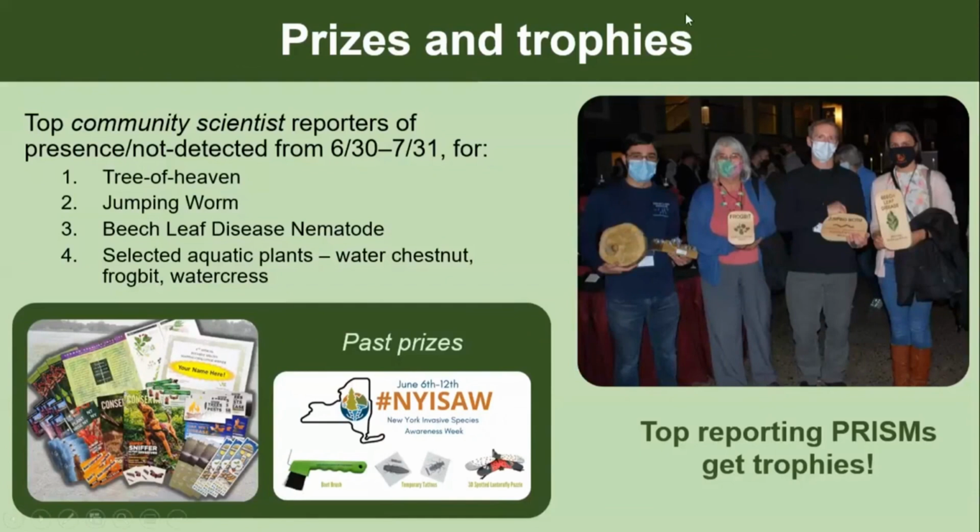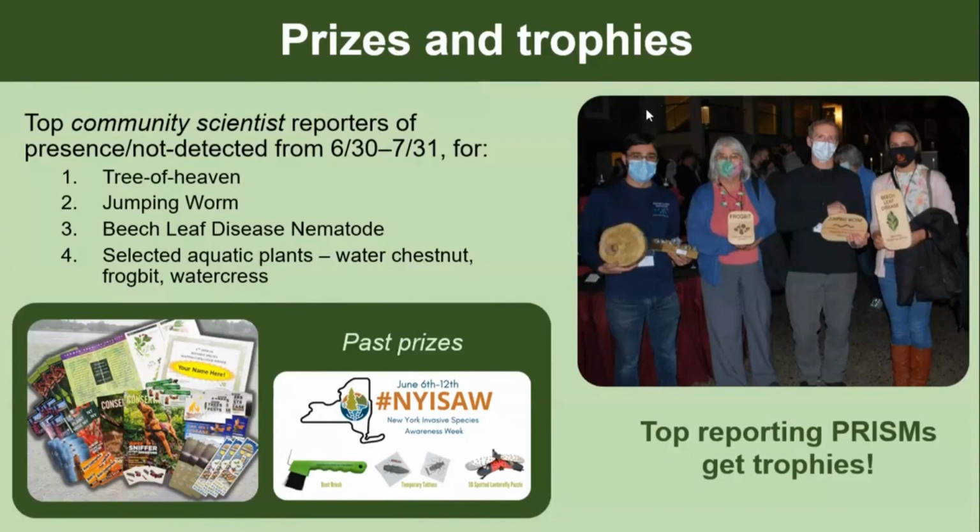And so, how the challenge works. Oh, it looks like I didn't update the dates, but we always start it whenever we do this webinar. So it starts today, and it goes through the month of July. And the species on our list this year are the same ones as last year: tree of heaven, jumping worm, beech leaf disease nematode, and three aquatic plants: water chestnut, European frogbit, and watercress.